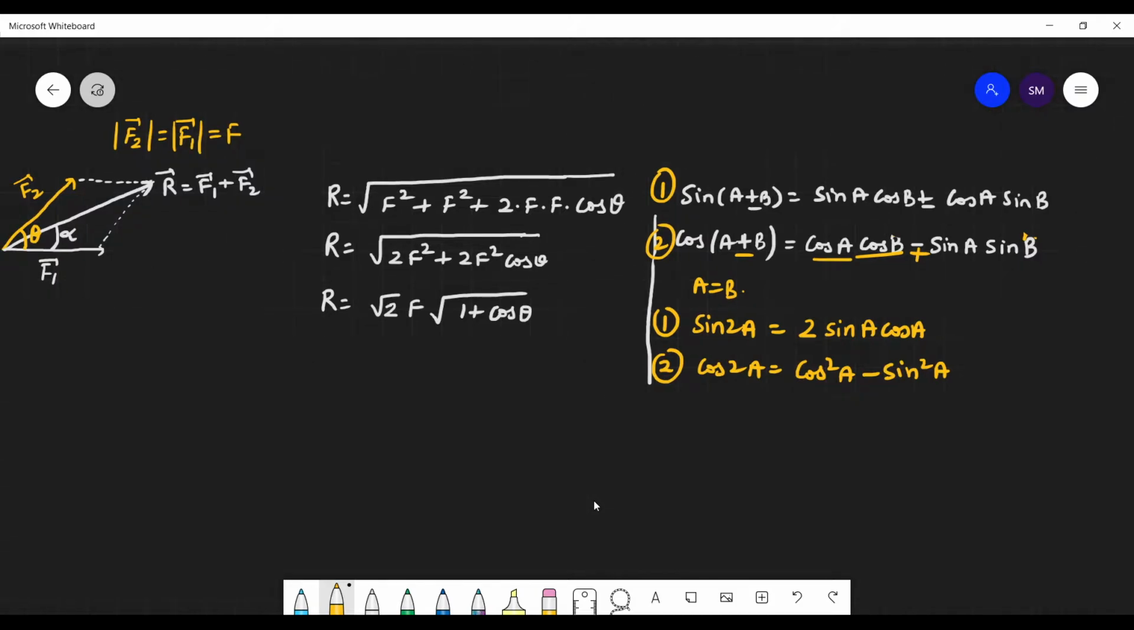Now, see further how these formulas can be written. Suppose you have only sin 2A, then what will you write? Or you can write it as sin theta. So if the angle is half, so everywhere the angle will be half. So it will be 2 sin theta by 2 cos theta by 2. Okay? Now, this is cos 2A.